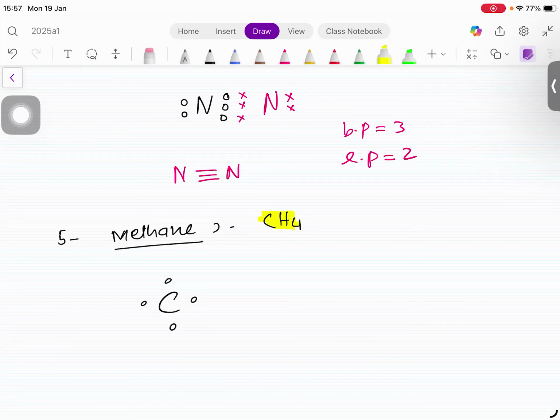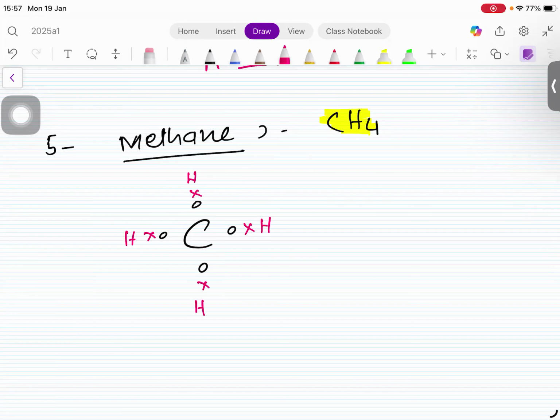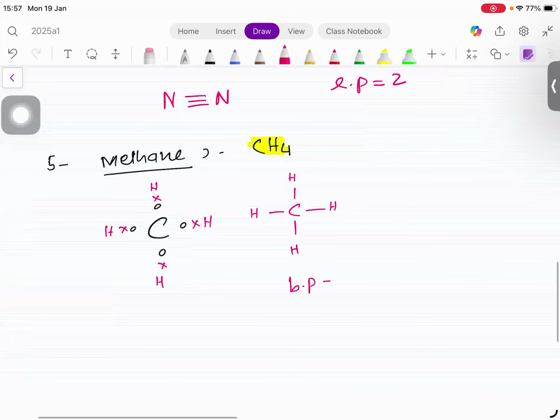So first I write this, and then I see how many valence electrons in the carbon. There are 4, so carbon needs how many more? 4 more. Hydrogen can share 1 because its outer shell is the first shell. So it goes like this. So what is this now? CH4. Okay. How many bond pairs? No lone pair. Okay. 0.